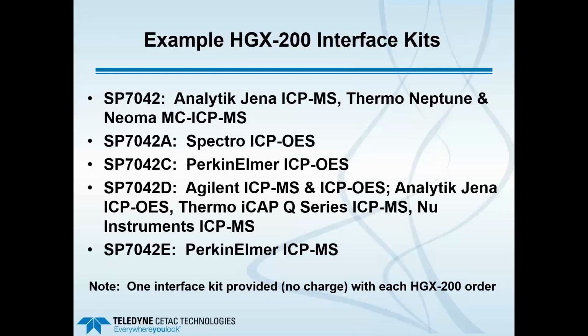Interface kits. We supply interface kits for all of the current model ICP-OES and ICP-MS systems. The main ones are listed here. If you did want to acquire an HGX 200, you would also want to let us know what model ICP you intend to connect it to. One kit is provided at no charge with each HGX 200 order, added as a line item so that you could connect it to the system that you have in your lab.